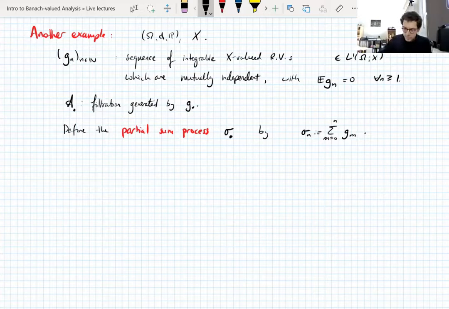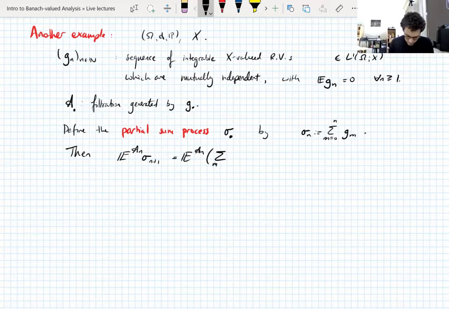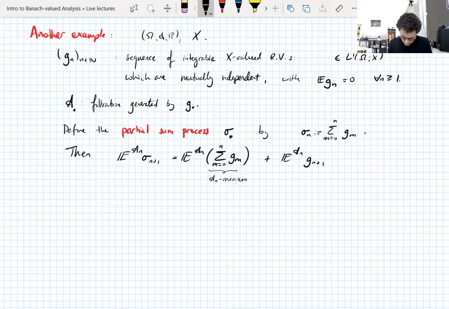Now, this partial sum process is a martingale. And the way that you see that is, well, you can look at this different sequence or you can look at it directly. We're going to look at it directly here. Let's compute the A_n conditional expectation of sigma_{n+1}. By linearity, we can just take out the first n terms, the terms up to n. And we have the other term, which is G_{n+1}. Now this sum here is A_n measurable because A_n is the filtration generated by G. And G_0 is A_0 measurable, G_1 is A_1 measurable. All of these sigma algebras are contained in A_n. So this sum is A_n measurable. So the conditional expectation does nothing to it.